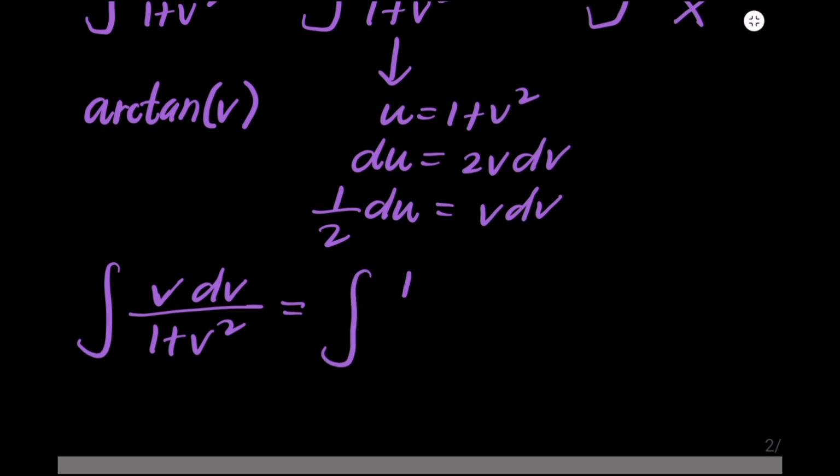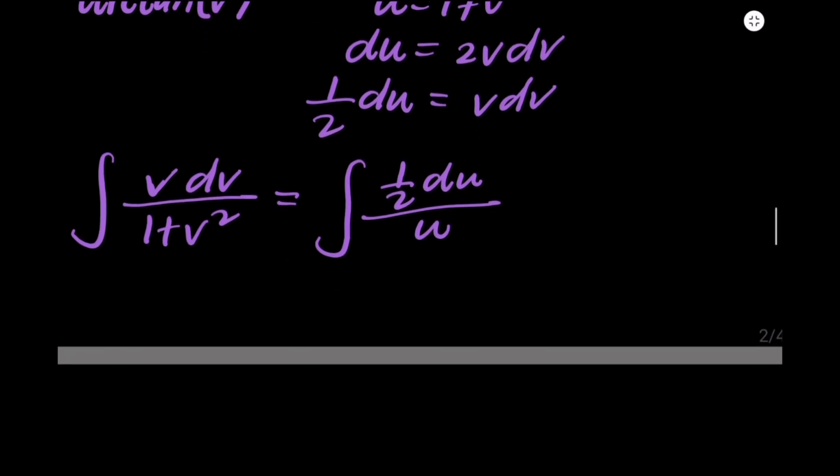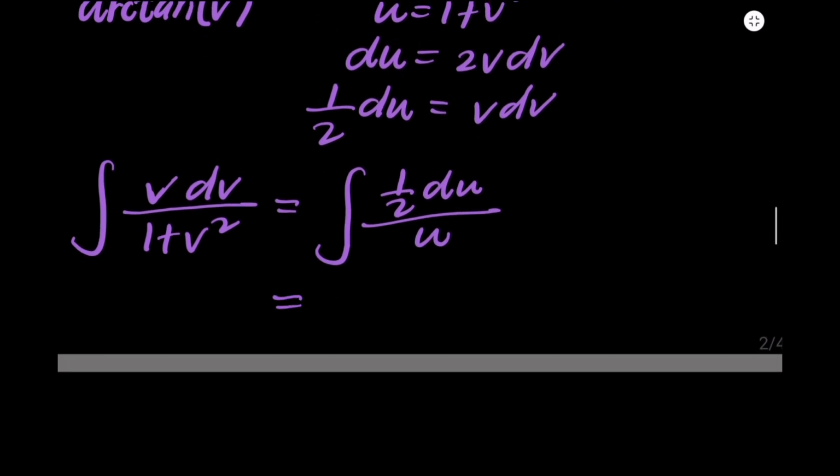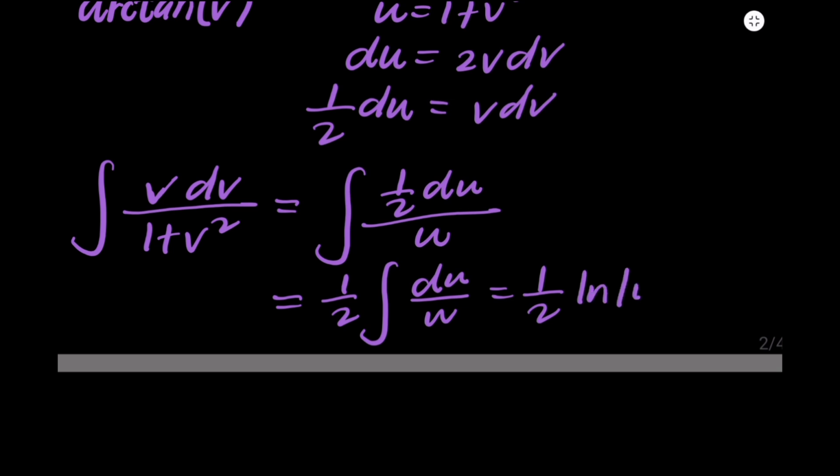So the integral of 1 half du over u, okay? So we can move 1 half out: 1 half integral of du over u. And eventually, the integral of du over u is ln u, right? So what is u? So 1 half ln of u, where u is 1 plus v squared, plus c, of course.